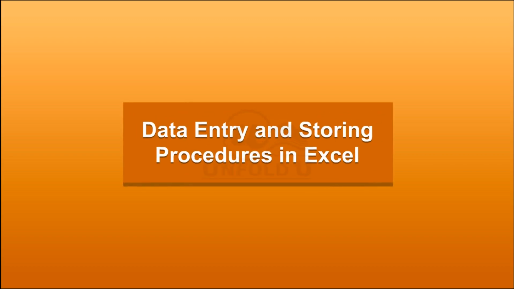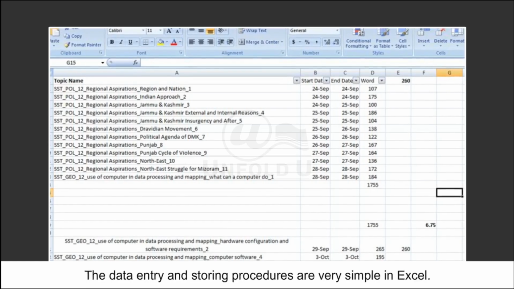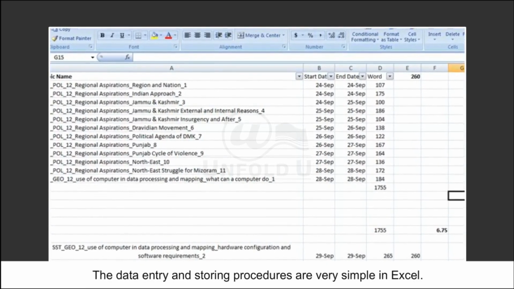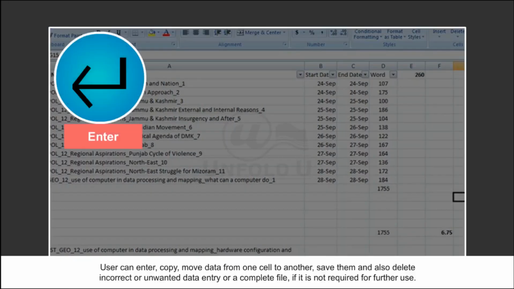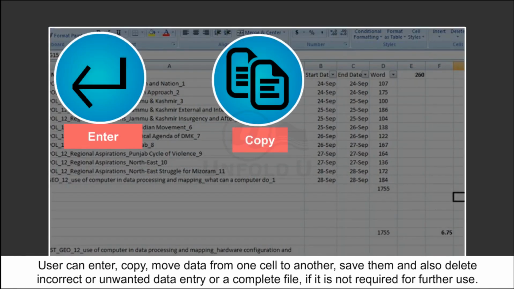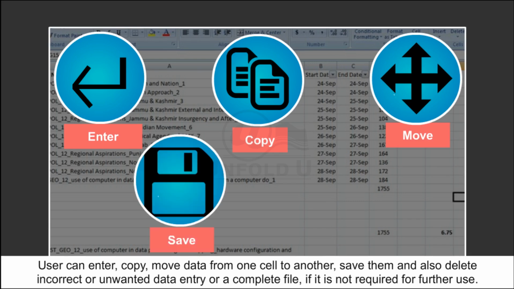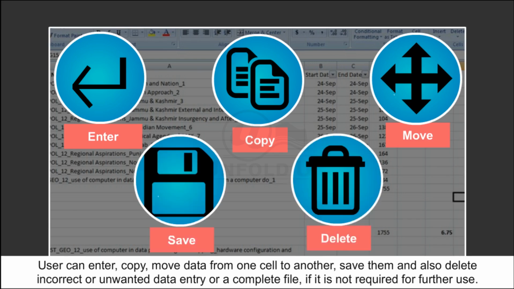Data entry and storing procedures in Excel. The data entry and storing procedures are very simple in Excel. Users can enter, copy, and move data from one cell to another, save them, and also delete incorrect or unwanted data entry or a complete file if it is not required for further use.